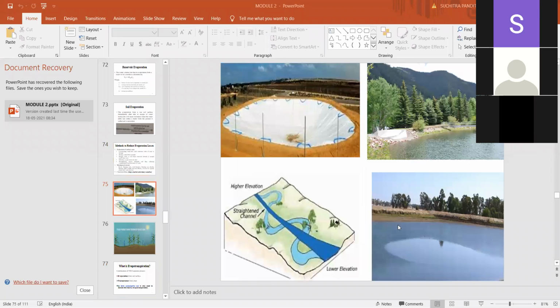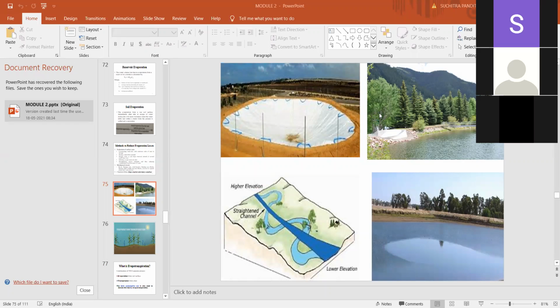Now you can see here, in some cases, you can cover with polythene sheets. And here you can see, by straightening the stream channel, which has some bends and curves, the velocity of flow increases. Thereby, you can reduce the evaporation losses to some extent.